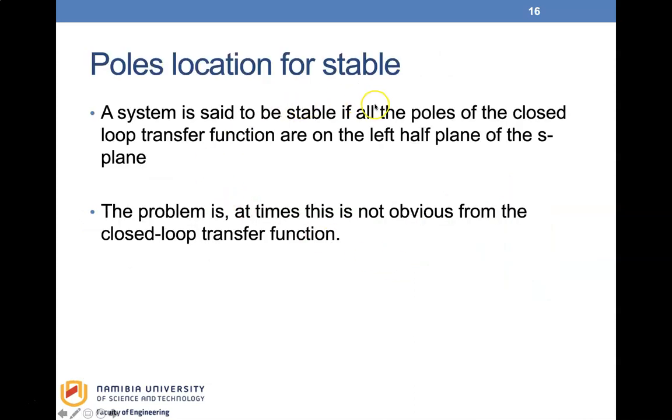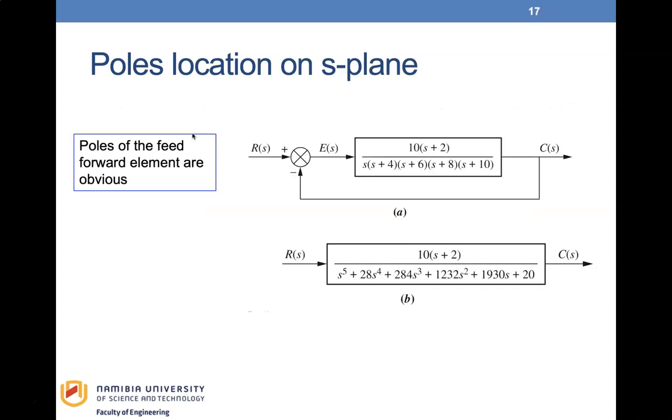So the pole location for stability is what I've said: a system is said to be stable if all the poles of the closed loop transfer function are on the left half plane of the s-plane. And the problem is, at times, this is not obvious from the closed loop transfer function. So the point we're trying to make here is, if you have a system's closed loop transfer function, you cannot, by just looking at it, tell if these poles are on the left-hand side, on the right-hand side, or on the imaginary axis.